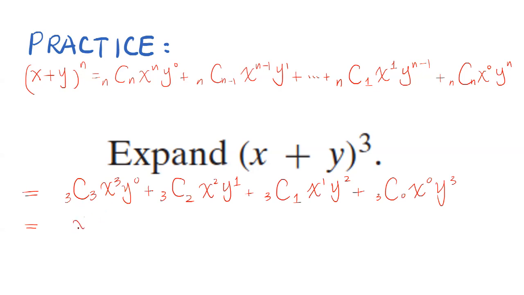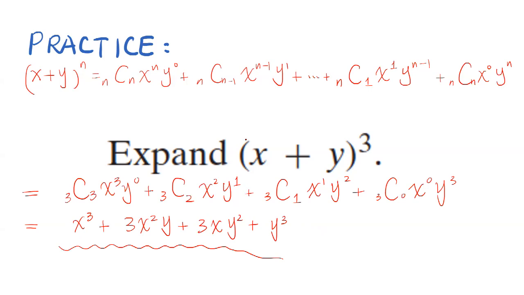C33 is 1, so the first term is x to the third. C32 is C31, actually it's 3. So the second term is 3x squared y. And the third term is C31 is 3, so 3x y squared. The last term is C30 is 1, x to the 0 is 1. So we only have y to the third. This is your final result, right? This is a concrete application of the binomial formula. Do you have any questions?